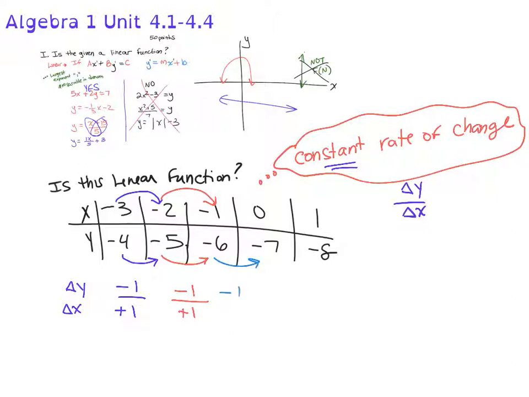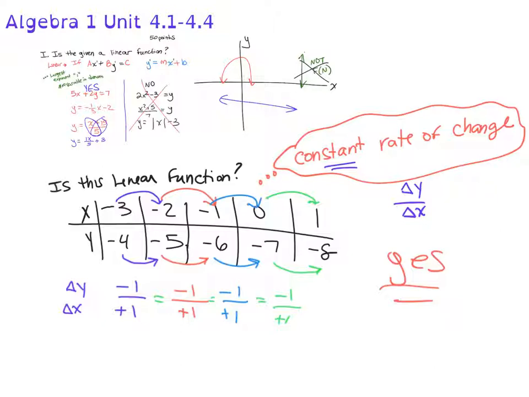-6 to -7, I went down 1. -1 to 0, I went up 1. And lastly, from -7 to -8, I went down 1. And from 0 to 1, I went up 1. The rate of change is all equal. So, yes, this is linear. If one of those rates was different, no, it would not be linear. So, as it is right now, it is linear.